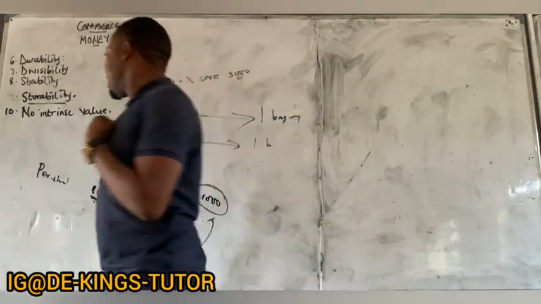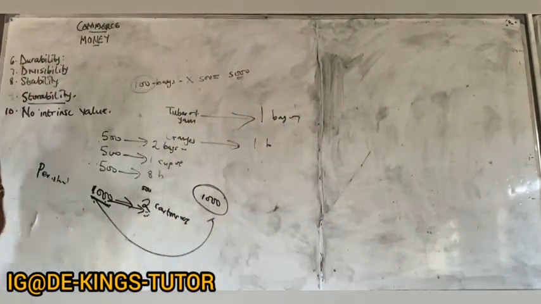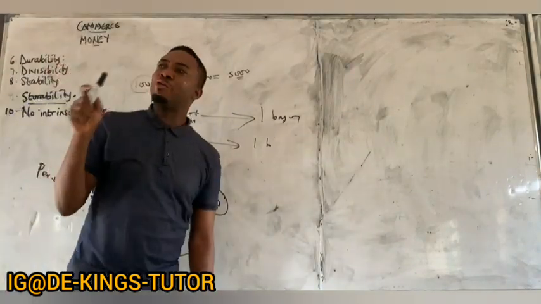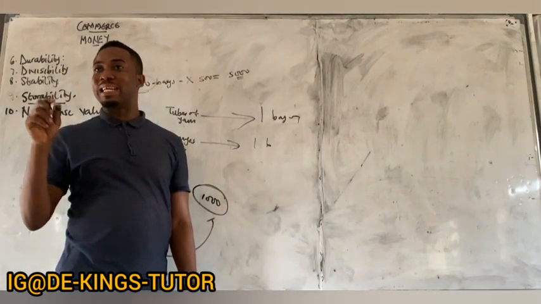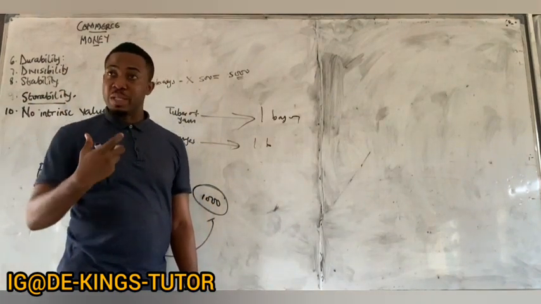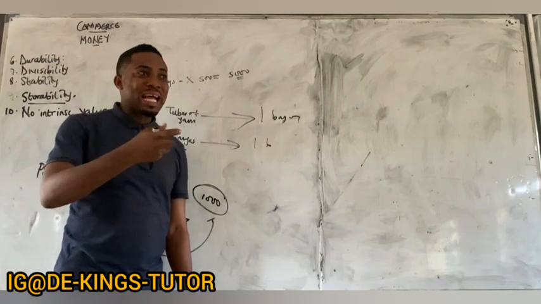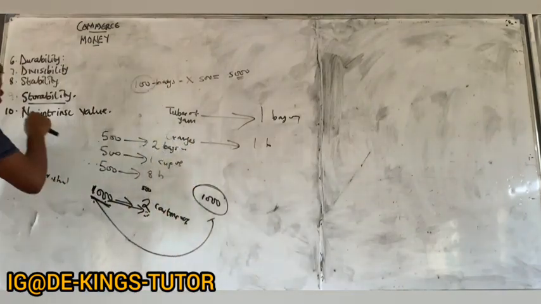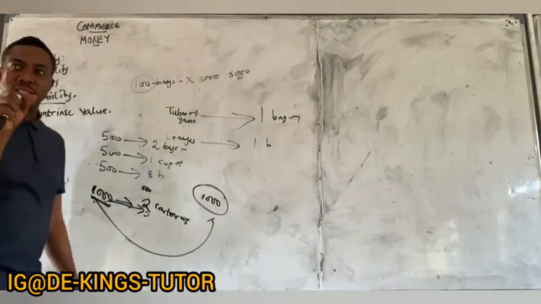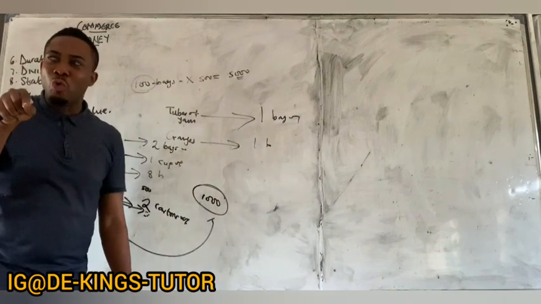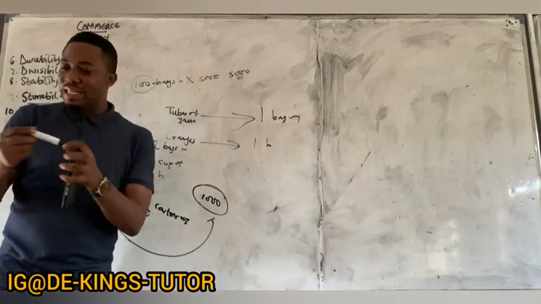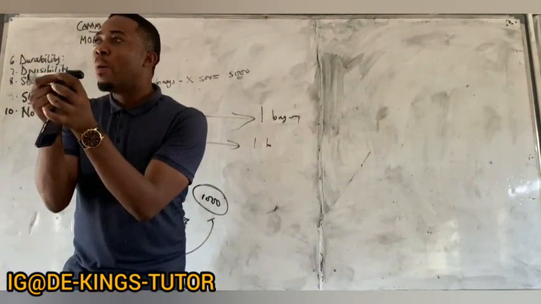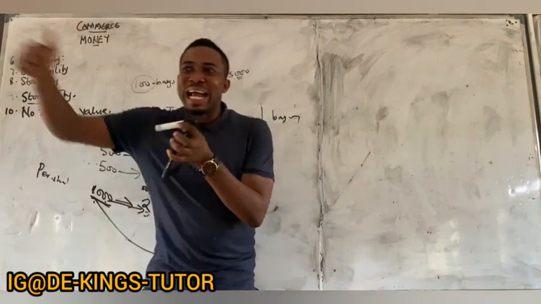Now let me explain this. Like I said before, how do you know 1000 is greater than 500? It is because of its purchasing power, because 1000 can purchase more quantity than 500. Now, we are saying whatever should serve as money should not have value in itself. For instance, the paper should not have value more than what it can exchange.